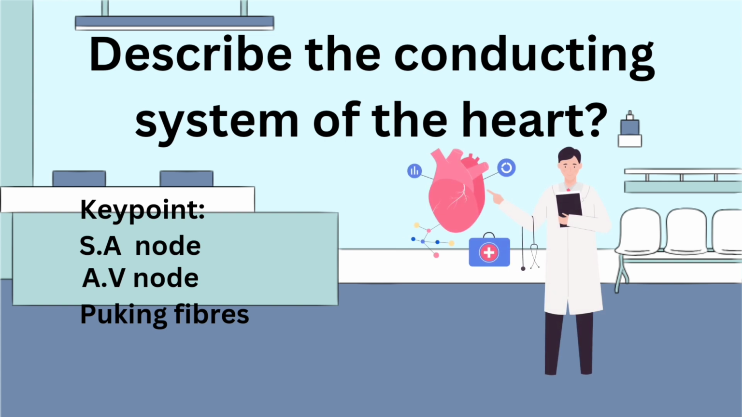Moving from there, the next common question is the conducting system of the heart, how the heart conducts impulses. Here you talk about the SA node, the AV node, and the Purkinje fibers.